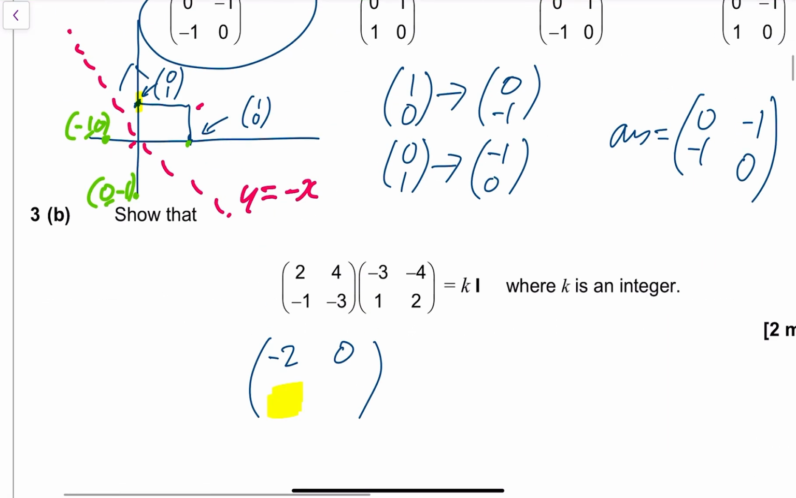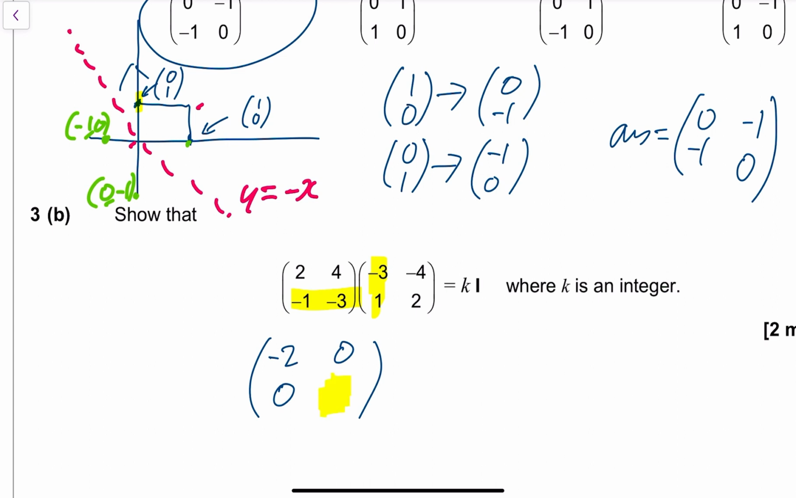The next one then is second row, first column. So it is minus 1 times minus 3, which is positive 3, minus 3 times 1, which is minus 3. Positive 3 minus 3 is 0. So that one is just 0. That's what we're hoping to get. And I'm hoping to get minus 2 in this last one here.